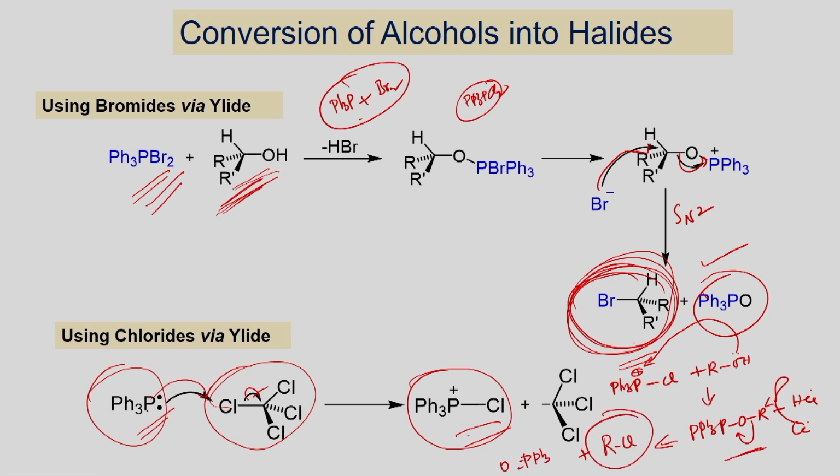So, if you have triphenyl phosphine, you can react it with carbon tetrachloride. You can also readily form the alkyl chloride as a product under mild reaction conditions and in high yield.